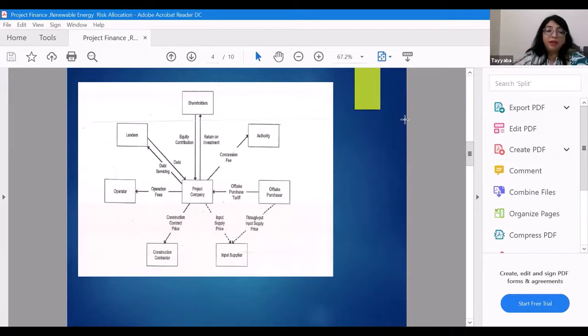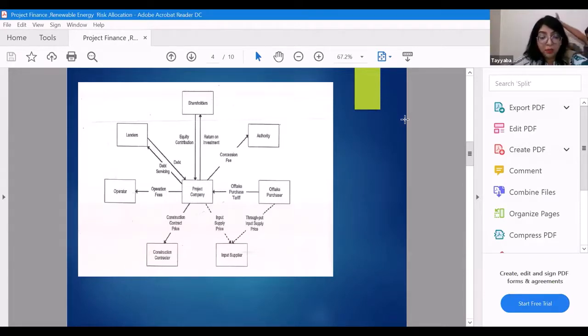The offtake purchaser is the one guaranteeing the project company that it will purchase the product of the company, which in the case of an IPP is energy. So you have an offtake purchaser. In particular reference to IPPs, the offtake purchaser obviously is the Government of Pakistan, CPPA-G, the Central Power Purchasing Agency of Pakistan, who are the power purchaser and who signed the power purchase agreement.